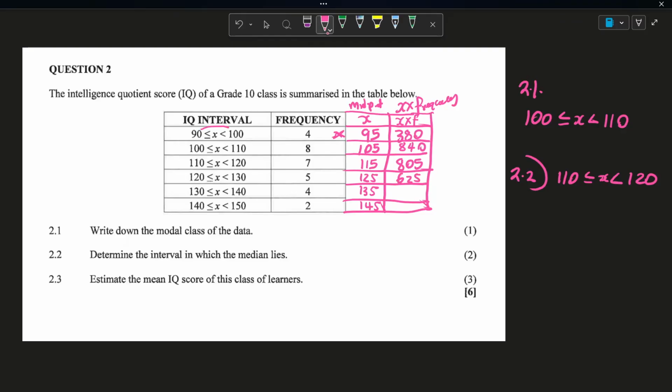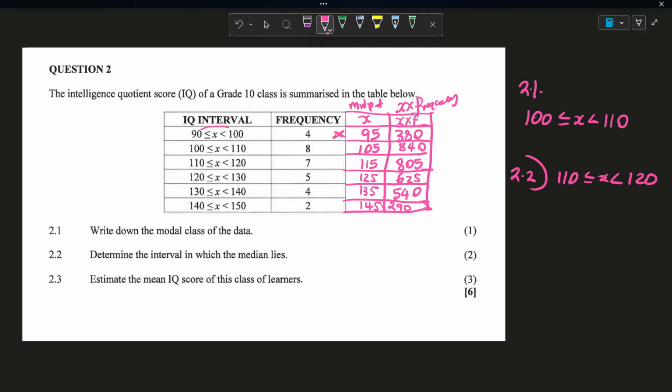You see what we are doing? We are multiplying those numbers. 135 multiplied by 4, and then it is going to give us 540. And then you go to the last one, 145 times 2. It gives you 290. That is what we have.